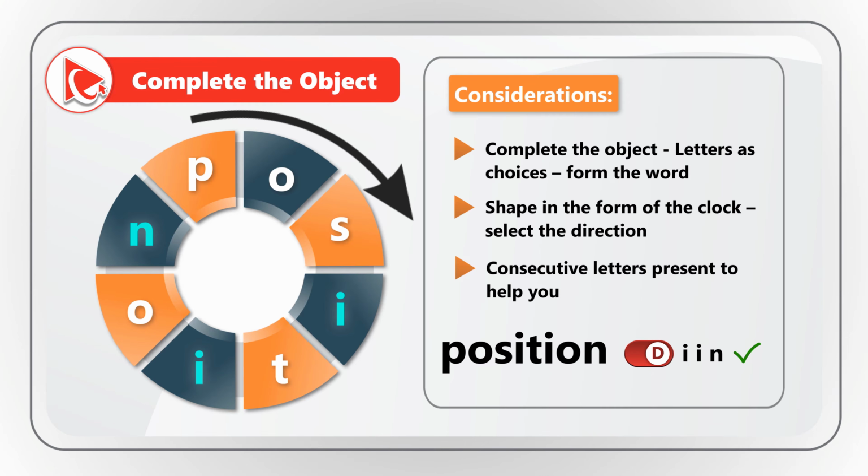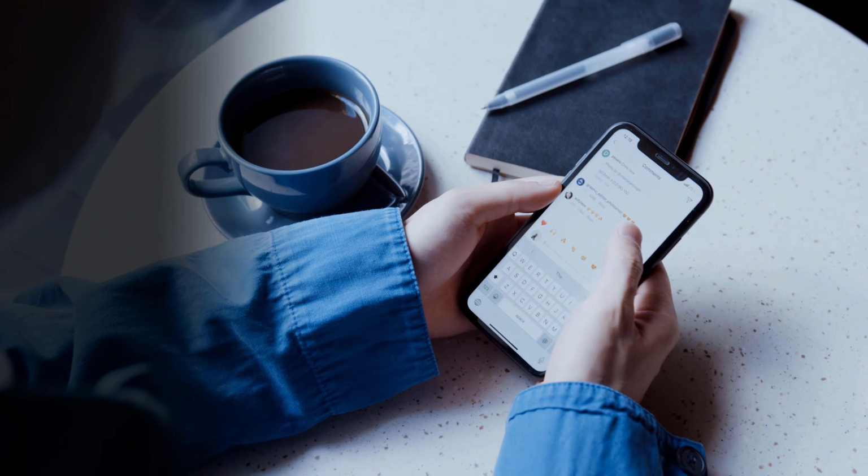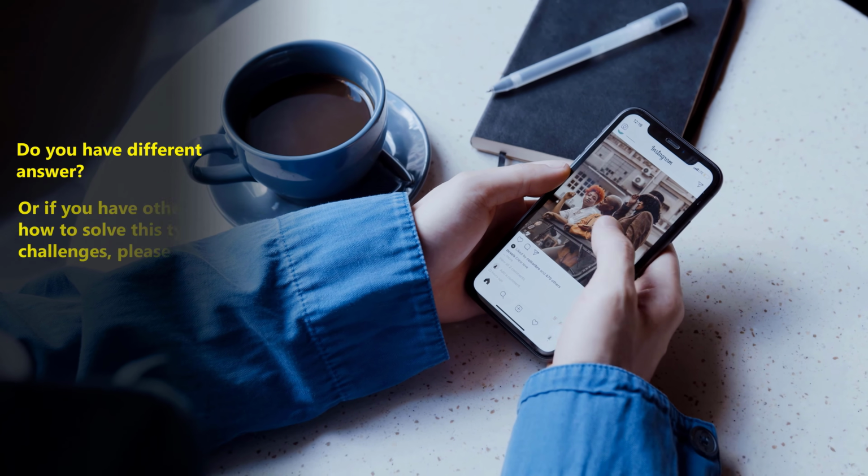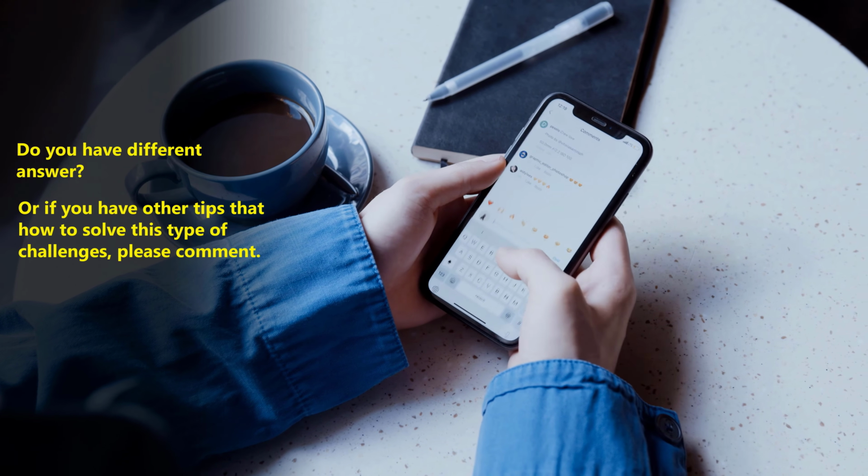As you might have guessed by now, the correct choice here is choice D, letters I-N, which help you to form the word position. Did you come up with a different answer? Or maybe you have other tips on how to solve these types of challenges? Please make sure to post in comments.